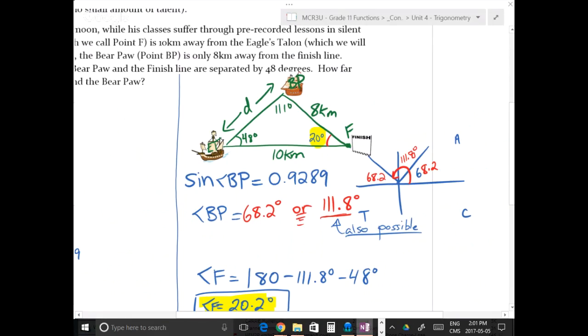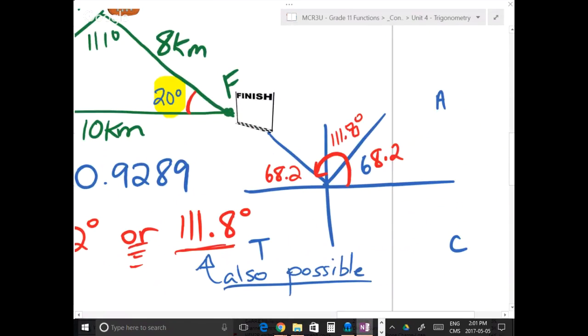Remember, we went to the CAST rule, and we said that we could either end up with 68.2 or 111.8 because there's two places that sine can be positive. Sine can be positive in quadrant 1, because everything's positive in quadrant 1, and sine can be positive in quadrant 2. And those angles in quadrant 2 are all between 90 and 180. Can you have angles between 90 and 180 in a triangle?